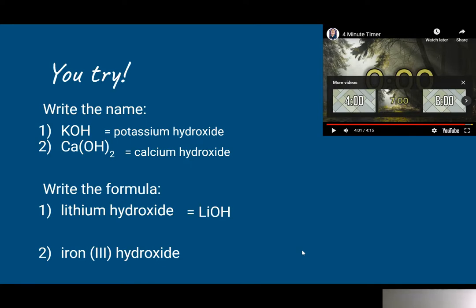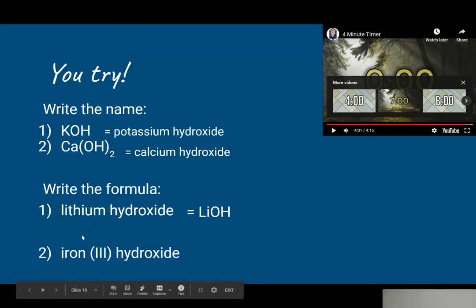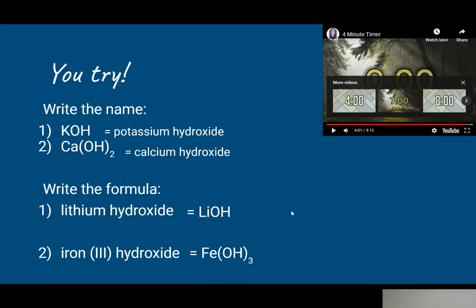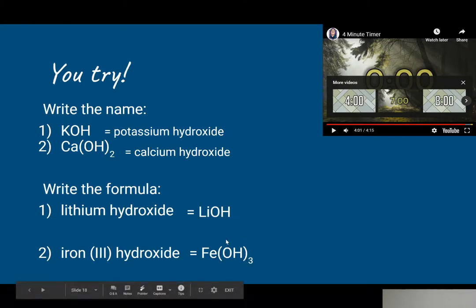And then iron(III) hydroxide. So we have our Fe and our OH, and because we have a +3 charge coming from iron, we're going to have Fe(OH)3. So remember, because of the crisscross thing, you would have Fe3+, OH-, so we end up needing 3 OHs to cancel out that charge.